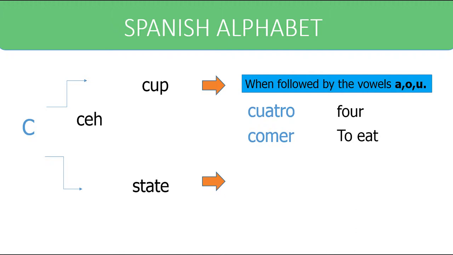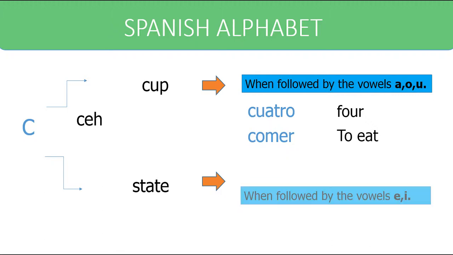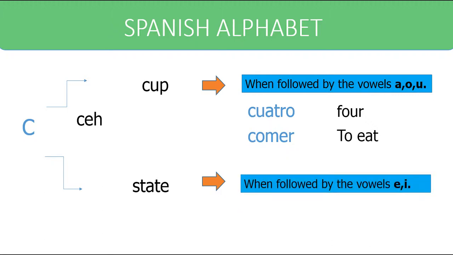Now the other sound is similar to the one in state, just like an S. And this sound will apply when the letter C is followed by the vowels E and I. An example of this will be the word cinco. Cinco means five. And notice how the vowel I is after the letter C. So it sounds like cinco, similar to the one in state.